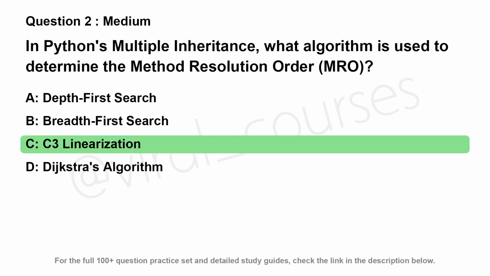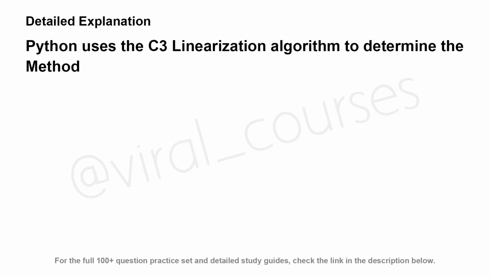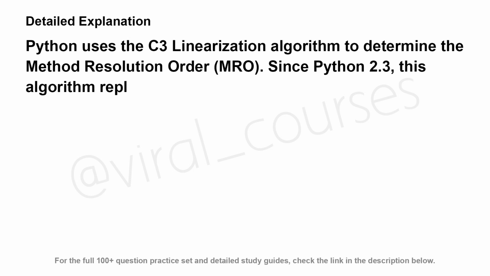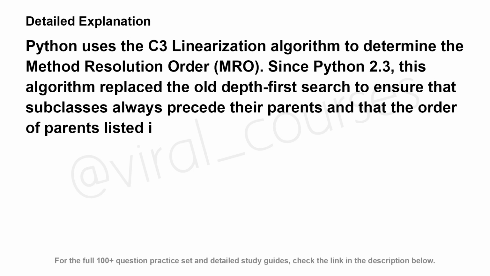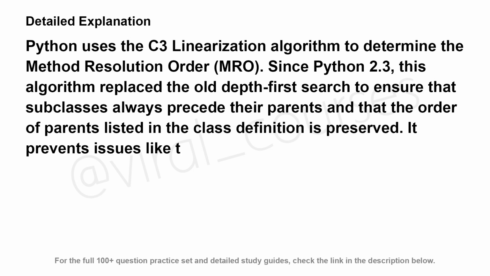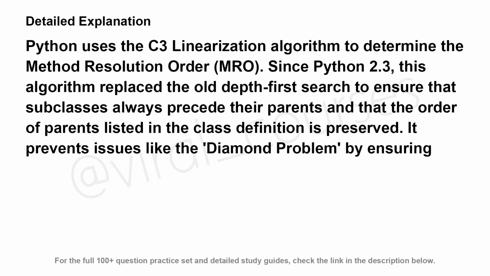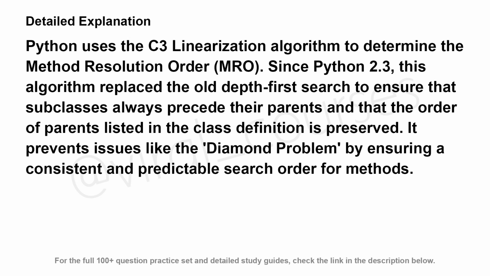The correct answer is C. Python uses the C3 linearization algorithm to determine the method resolution order, MRO. Since Python 2.3, this algorithm replaced the old depth first search to ensure that subclasses always precede their parents and that the order of parents listed in the class definition is preserved. It prevents issues like the diamond problem by ensuring a consistent and predictable search order.